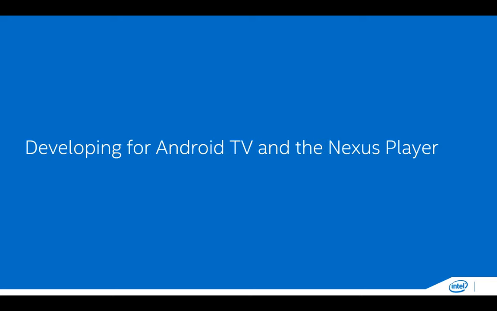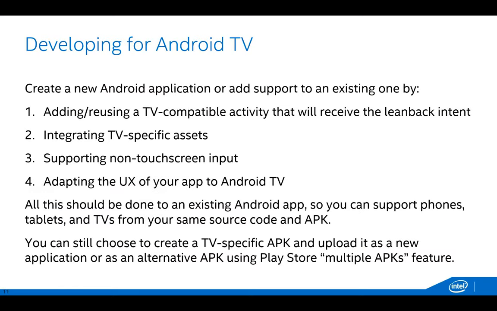Okay, so let's move into developing applications for the Android TV and the Nexus Player. If you have an Android application, you can just modify it a little bit and include the lean back intent. But if you want to create a new application, those are some of the steps you need to follow. You either run or use the TV compatible activity, so you have to include an activity which will take care of the TV stuff, and also the one that will receive the lean back intent.